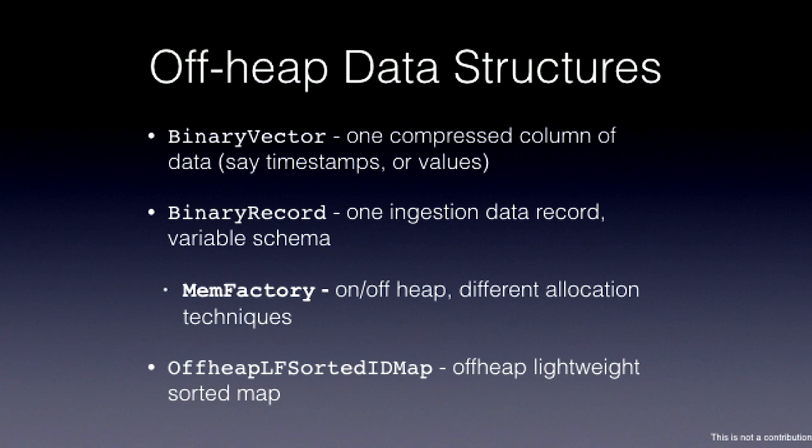And they use something that we call a memfactory, where you pass this in, and just passing in different memfactories allows you to specify whether you want this data structure on heap or off heap, and exactly what kind of allocation strategy that you want to pursue. So this gives us a lot of flexibility.